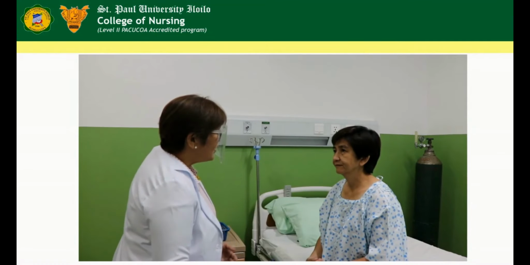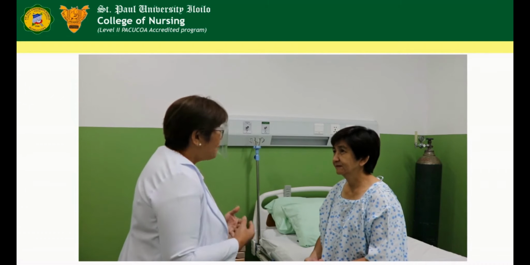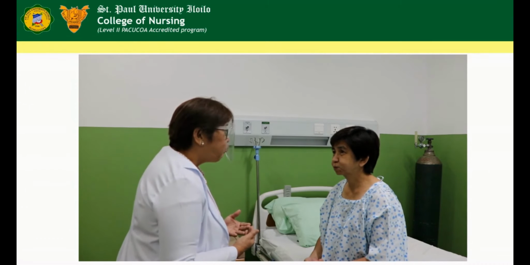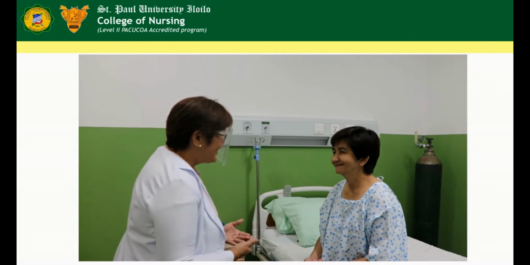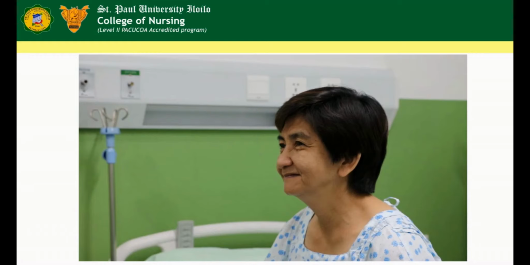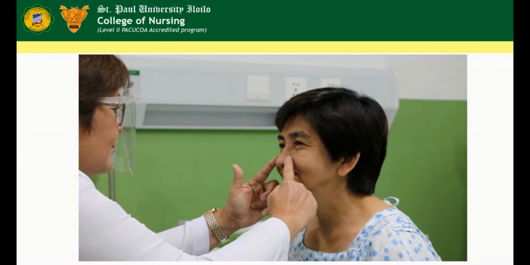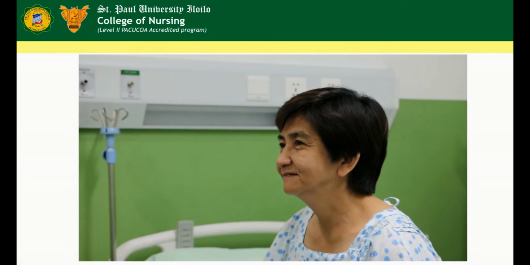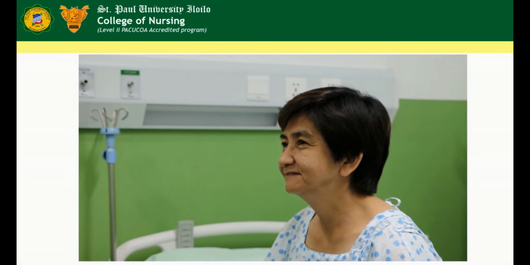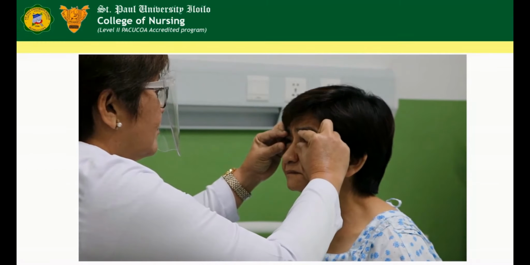Ma'am, can you show me some of your facial expressions? Can you frown? Can you puff your cheeks like this? Okay. Can you smile? As the client smiles, observe for bilateral nasolabial folds to further assess for symmetry. There should be bilateral nasolabial folds. Inspect the palpebral fissure, which is the distance between the eyelids.